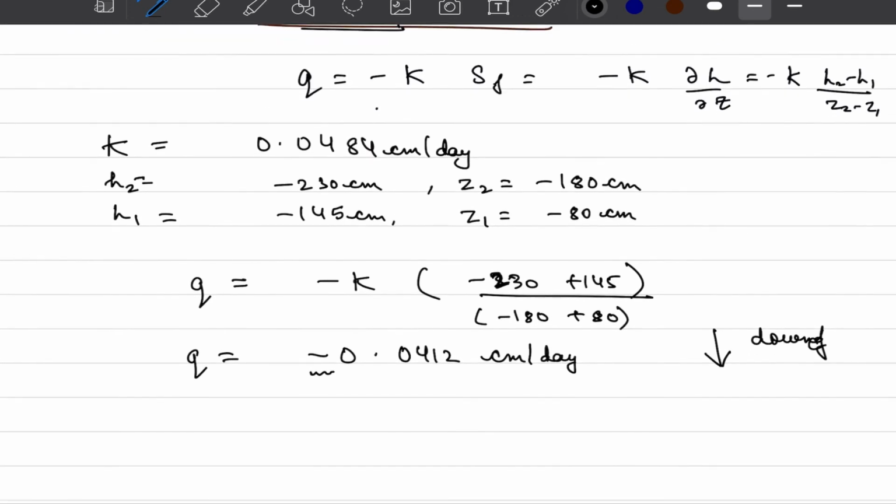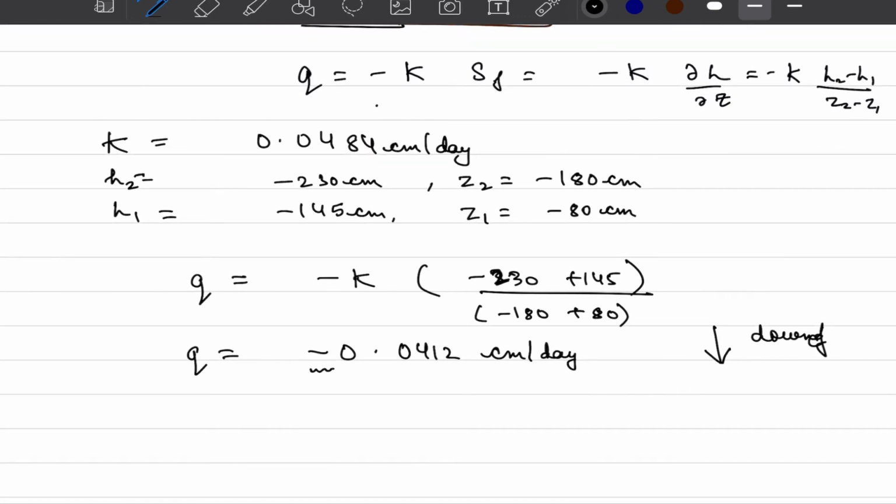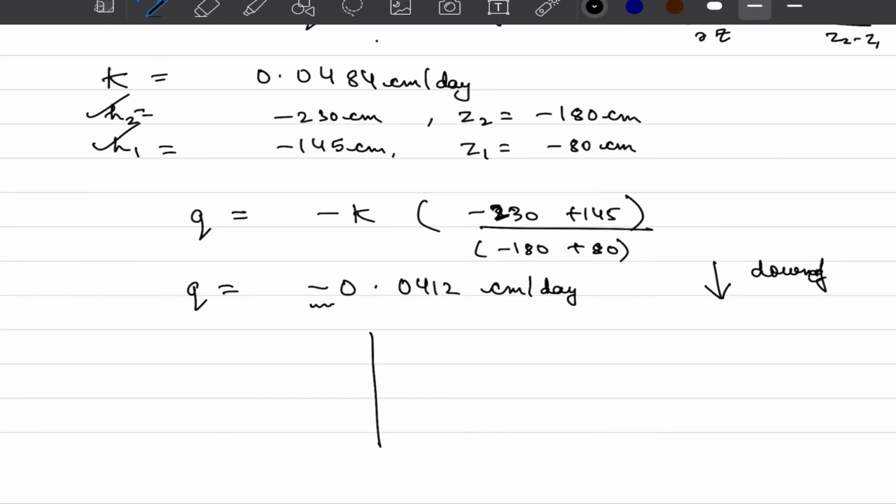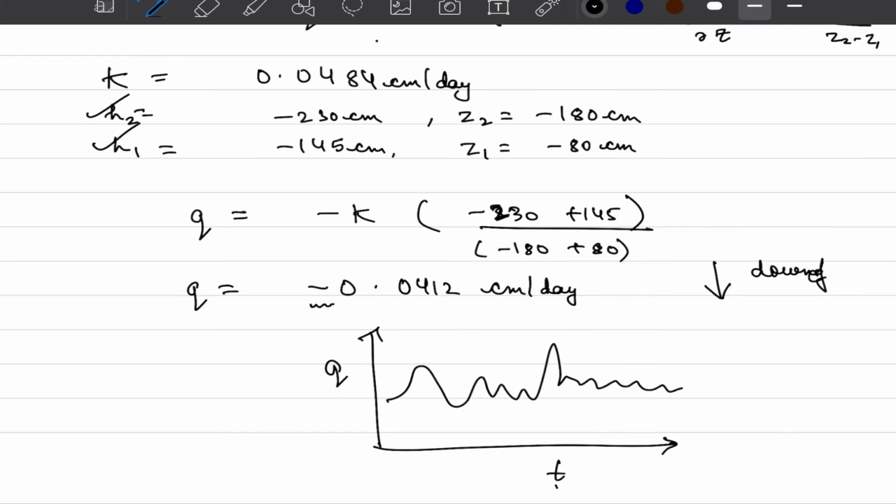And similarly, as the time changes, because in summers versus winters the condition of soil or the available heads H1 and H2 are going to be different, we get a profile of how Q is varying with respect to time, and we typically end up plotting time series.